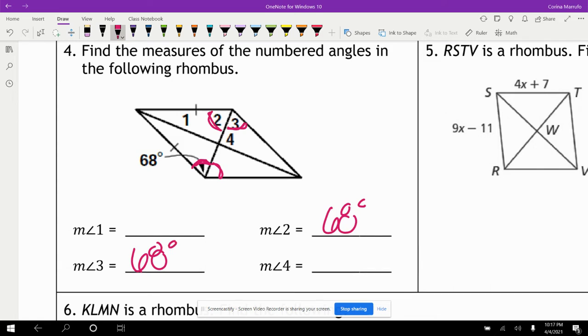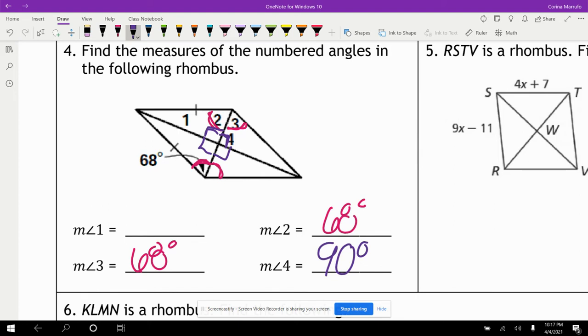Okay. Now, the other rule for rhombuses is that the two diagonals are perpendicular, meaning they make a right angle. So that means angle 4 should be 90 degrees. Okay, so all of these should be 90 degrees. This one's 90, this is 90, and this is 90.